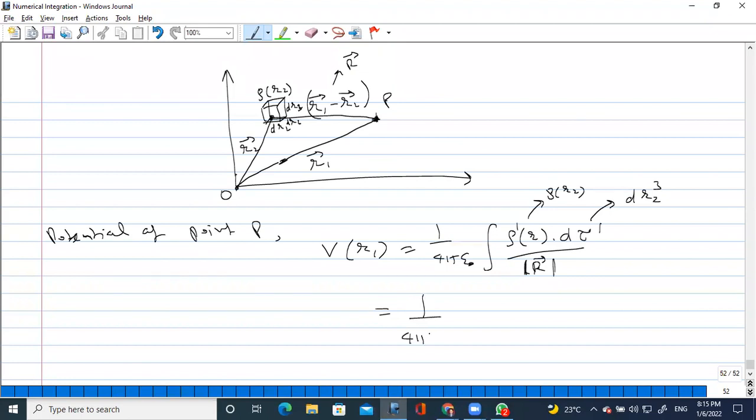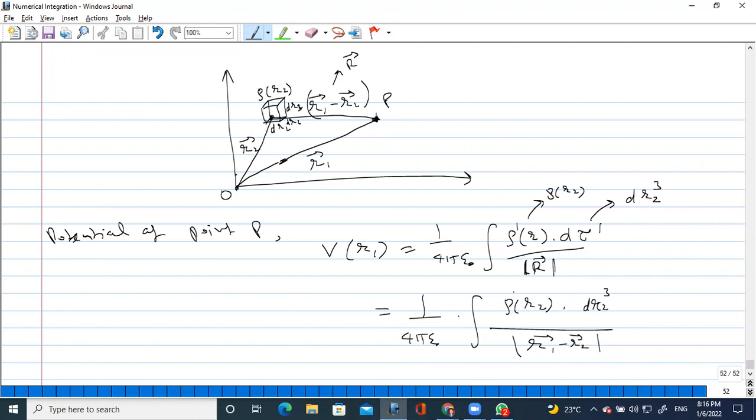So it will become 1 upon 4 pi epsilon naught, integral rho of R2 into d R2 cube, divided by mod of R1 minus R2. So this is the equation.